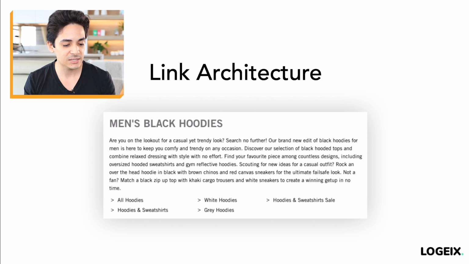Because if I click onto, say, this site here, and I go into the men's black hoodies page, you can see here they have these links for all hoodies, white hoodies, hoodies and sweatshirts sale, hoodies and sweatshirts, gray hoodies, right? These are all internal links. What I can see is they have a very deliberate link architecture, or silo structure basically, set up for linking between different pages on the site. If you click through more, they probably have the same idea all set up. What can I determine from this? I can determine that they have something in place.